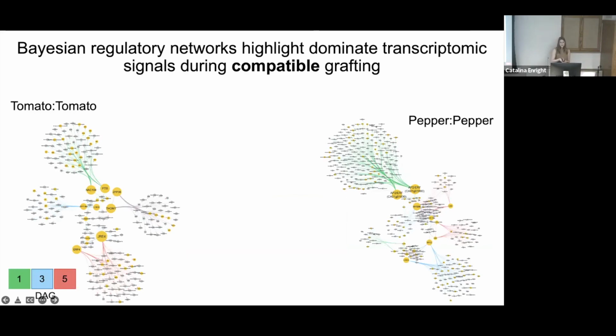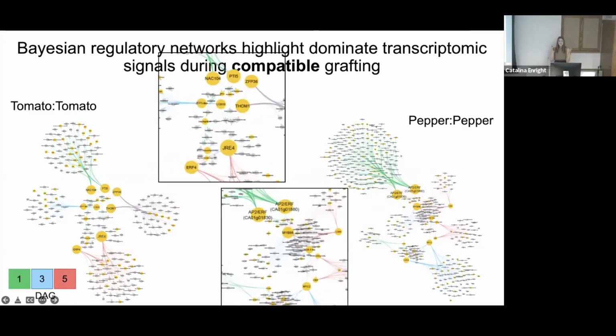So if we zoom in on these center parts, the big yellow dots are the hub genes, which are genes that are predicted to regulate many downstream genes. And the color of the line coming off of them tells you what day they're predicted to act. So green lines are 1 day, blue lines are 3, and red lines are 5. So there's actually a ton of information just in these networks.